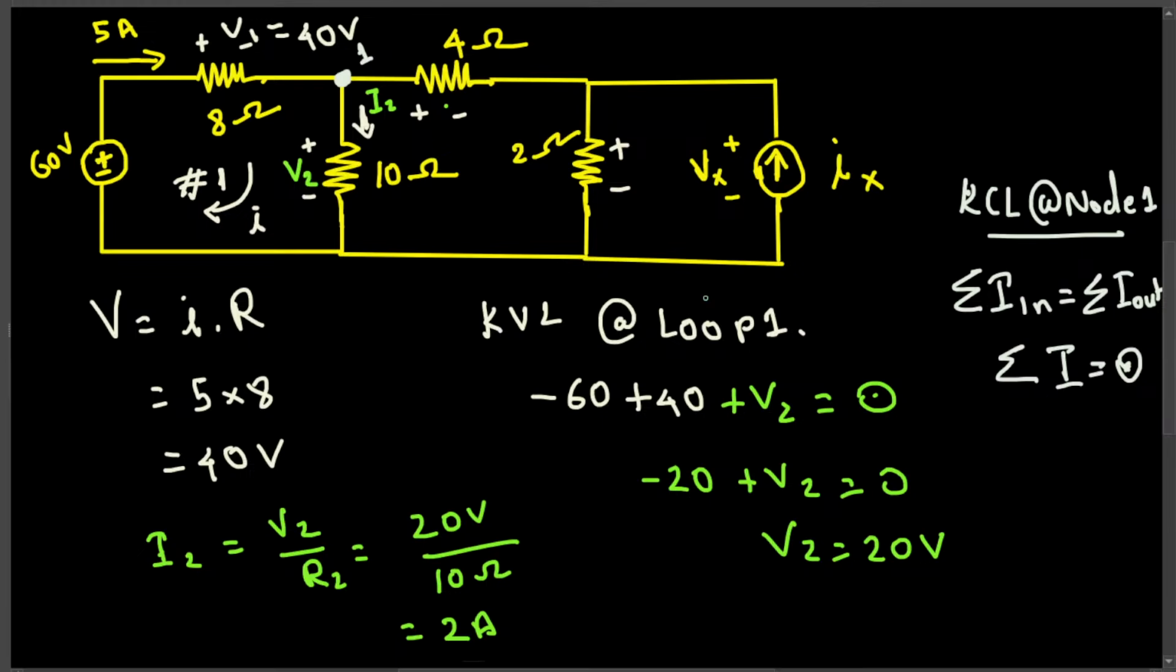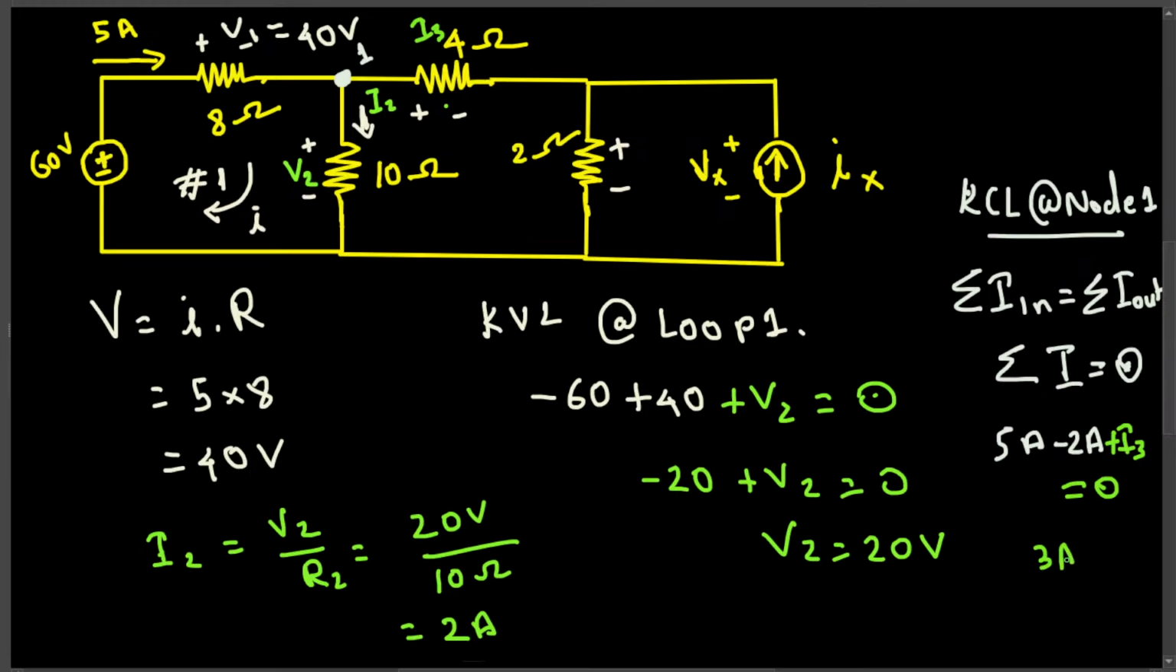So here we know 5 ampere is entering, and we know that I2 is exiting, so that is minus 2 ampere, plus let's call this current I3 across this resistor. So plus I3 should be equal to 0. So 5 ampere minus 2, that is 3 ampere.